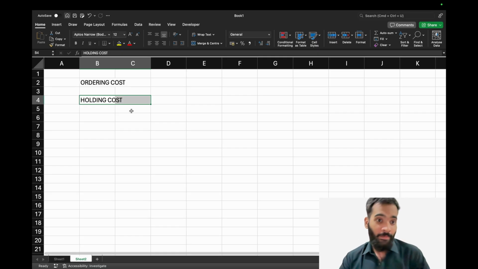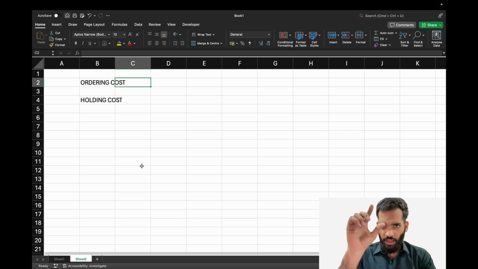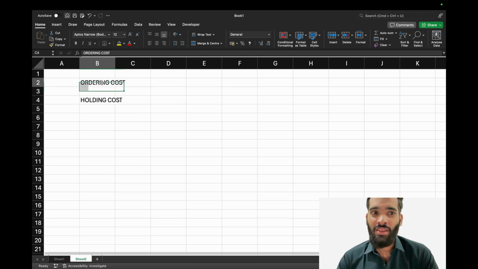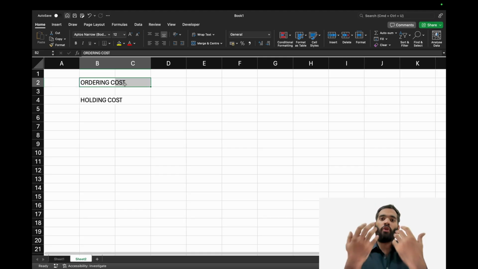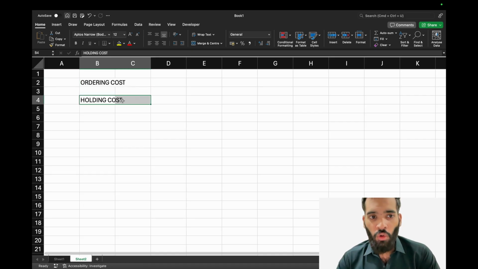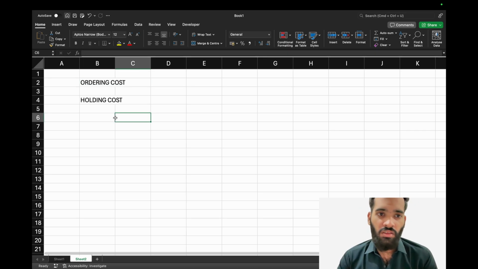And similarly, if I say I want to order less quantity, so I don't have a lot of holding cost, then I will have to place more orders every month or every year than normal. So that means if I want to minimize my holding cost, my ordering cost will increase because I will have to place more orders than normal. So that's the problem here. That's why it's not as easy to calculate as one might think.